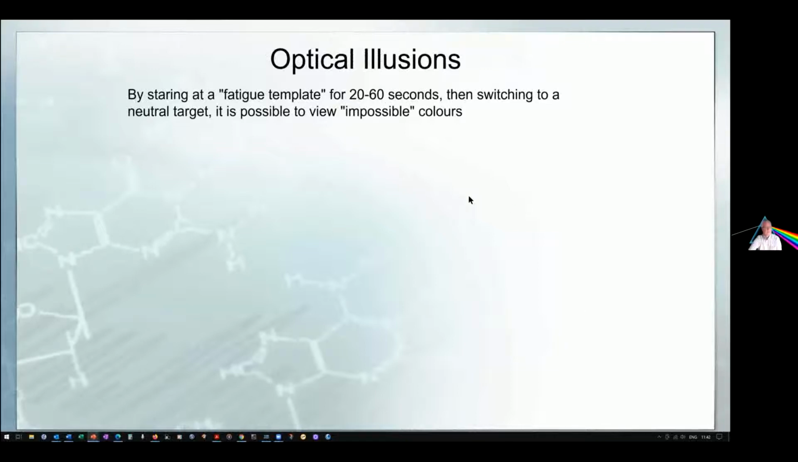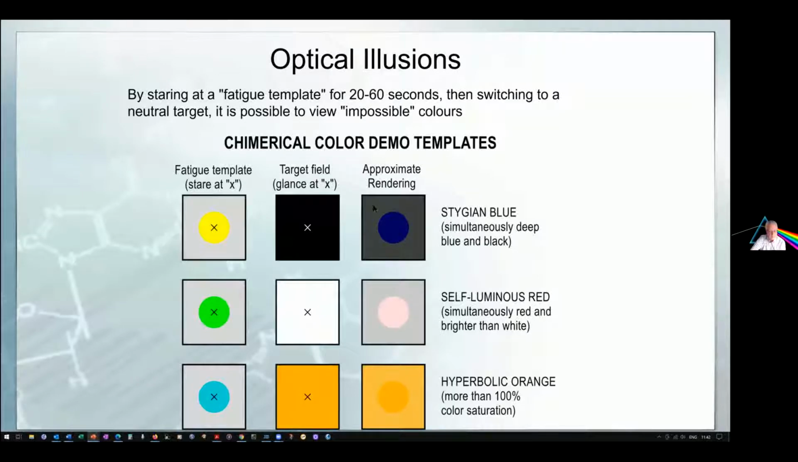Okay, so I want to show you now, focus on how our visual system is very, very easily fooled. I'm not going to go through this in great detail, but if you stare at this black cross on this yellow area for a while, and then after 30 seconds you move your vision to this black field, what you'll see is an impossible color called Stygian blue. And similarly, there's a self-luminous red and a hyperbolic orange. And these colors are not real, they're after images in our eyes.